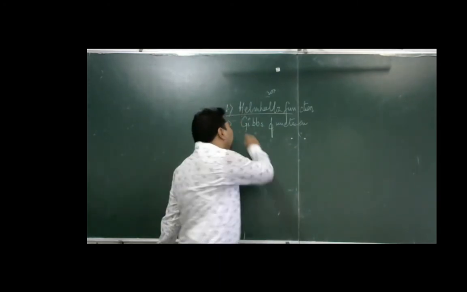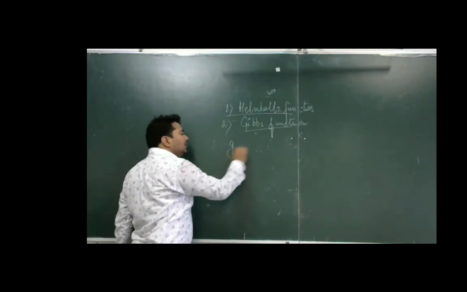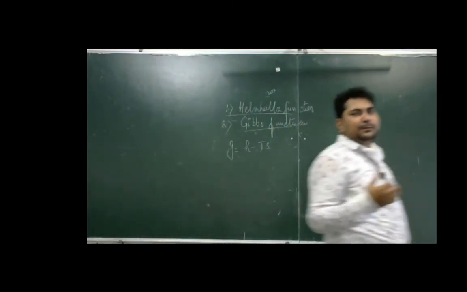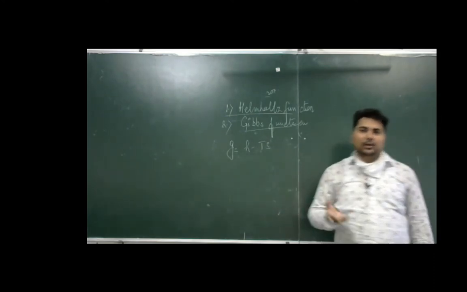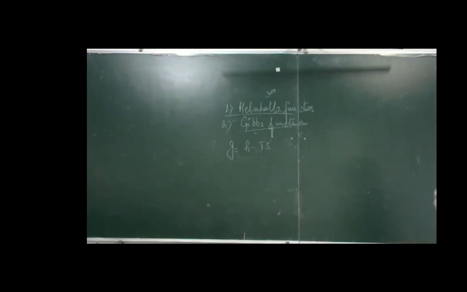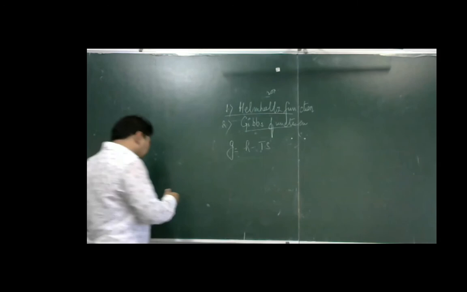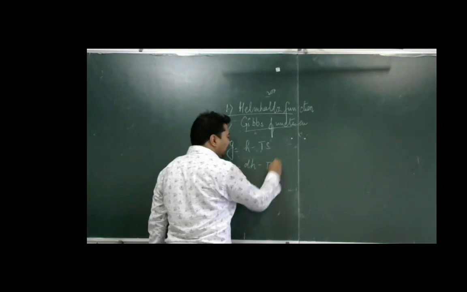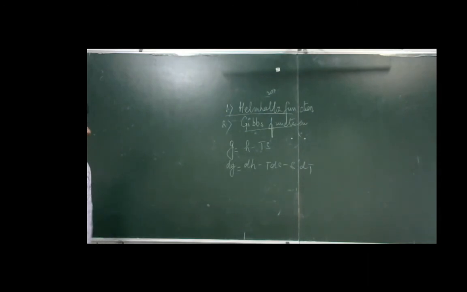Second, Gibbs function. अब Gibbs function इसकी स्पेलिंग कहाँ से स्टार्ट है? G से. So Gibbs function G is equal to H minus TS. So this is the formula of the Gibbs function. तो Gibbs function को हम क्या कह सकते हैं? It is the difference between the enthalpy and the product of temperature and entropy, that is called the Gibbs function. अगर हम इसको डिफरेंशिएशन फॉर्म में लें, so dG is equal to dH minus TdS minus SdT, इसको हम लिख सकते हैं.